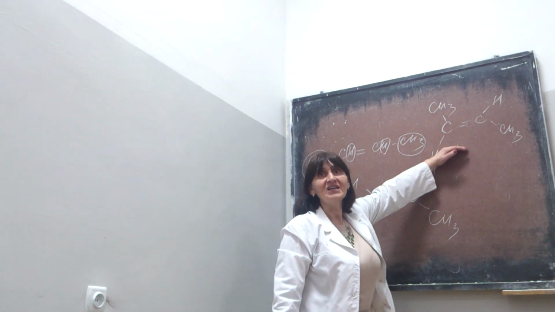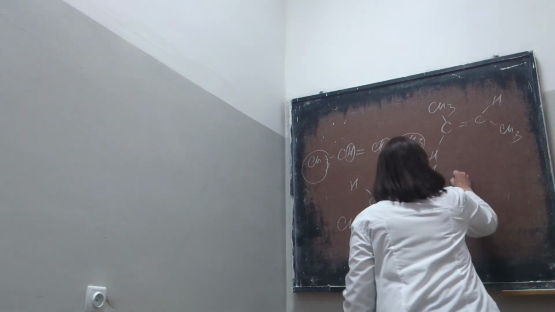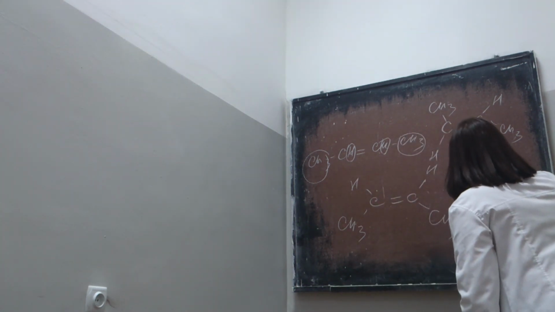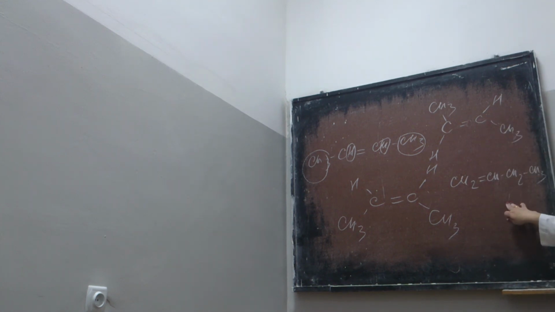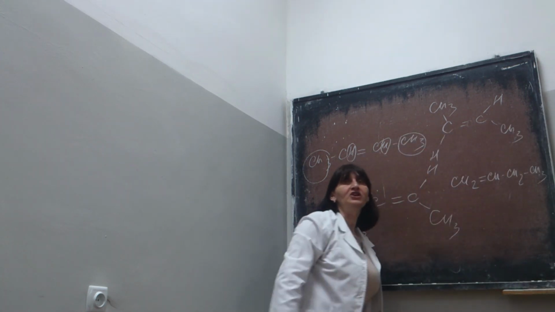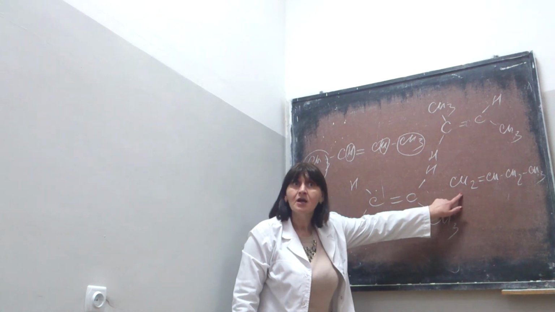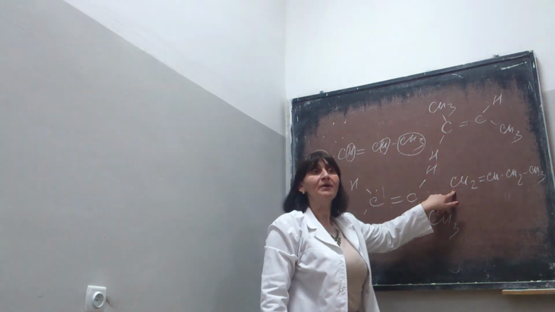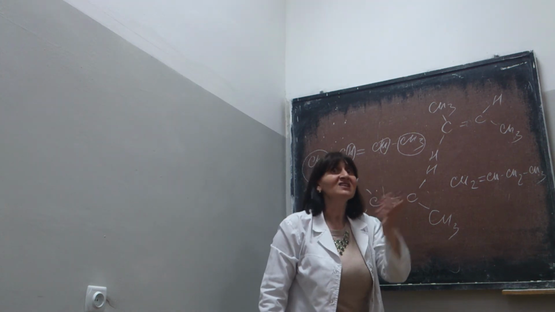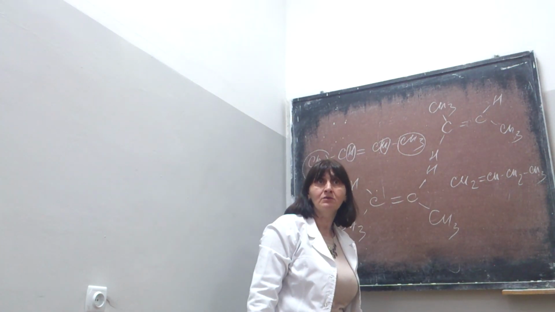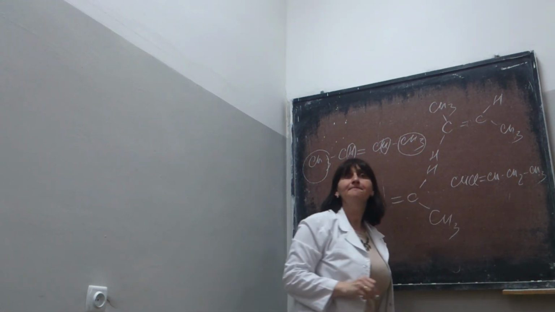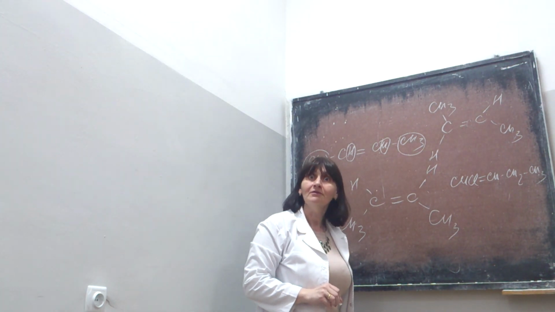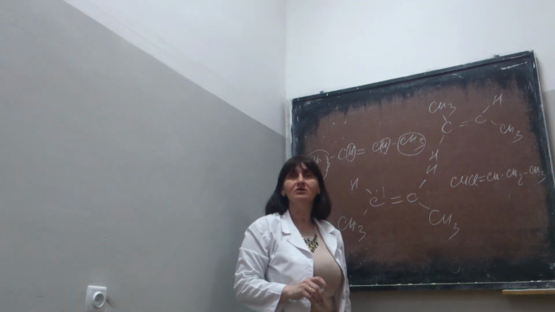Now, if you have this molecule, CH2, CH, CH2, CH3, can I discuss geometric isomers here or not? No. If you have but-1-ene, we can't. There must be two. Why? Because this carbon has two same substituents, and it does not matter which one is up and which one is down. But if you have this Cl here, in this case you can discuss cis-trans isomers.